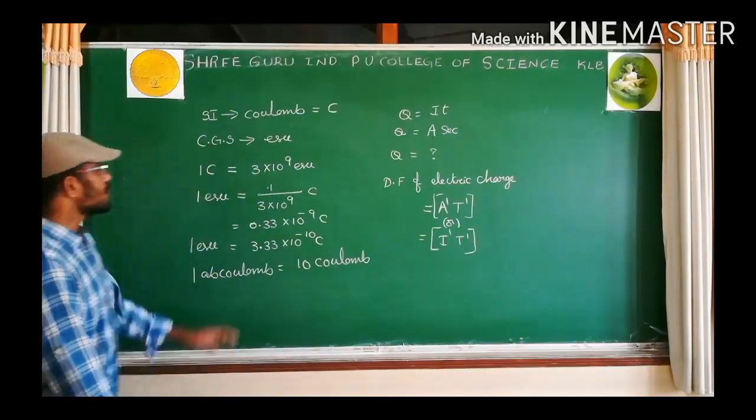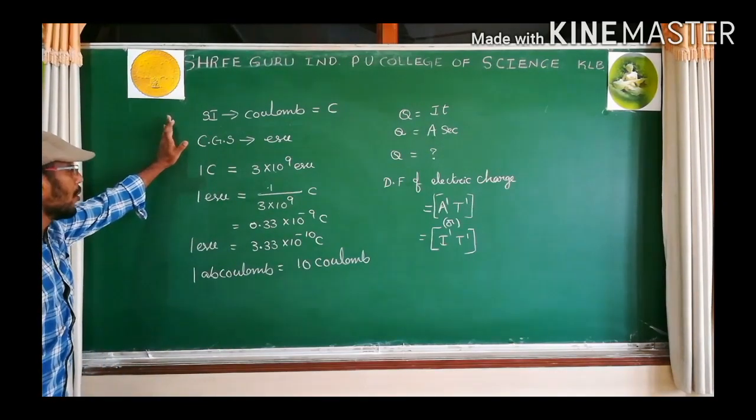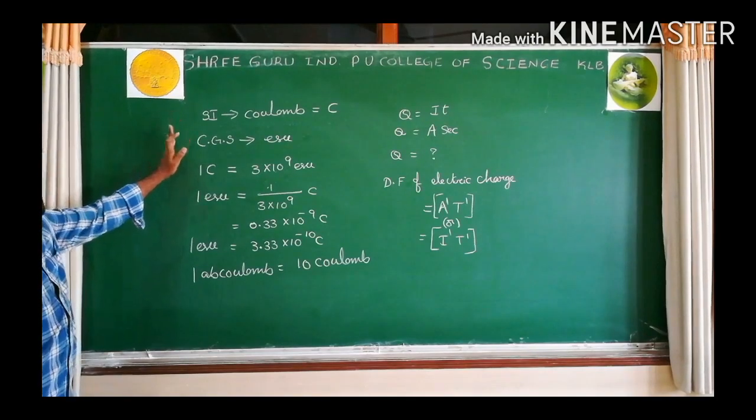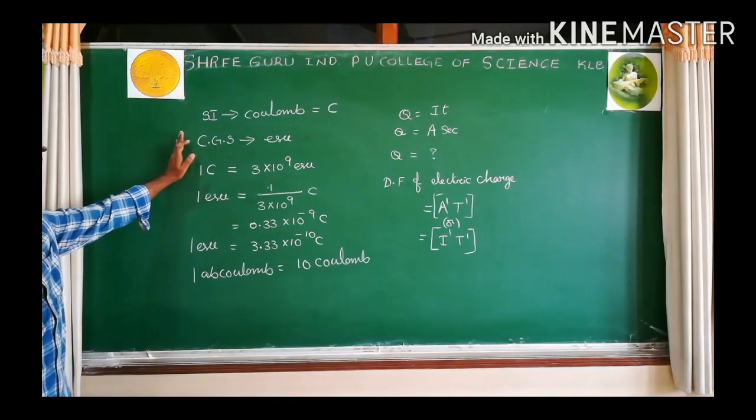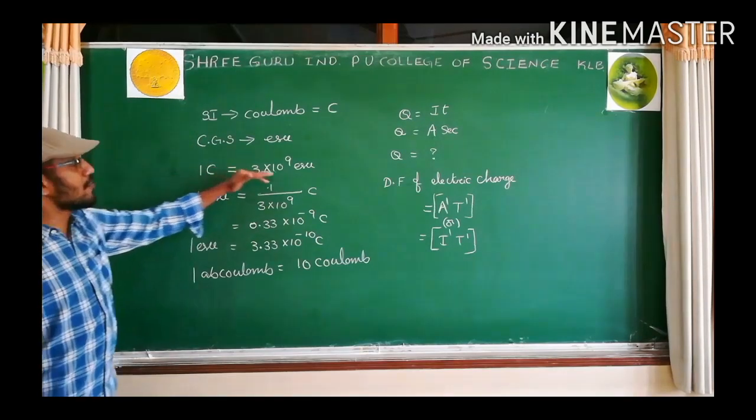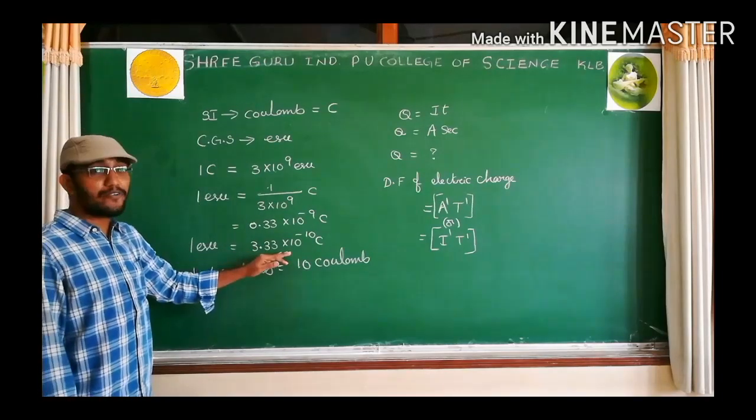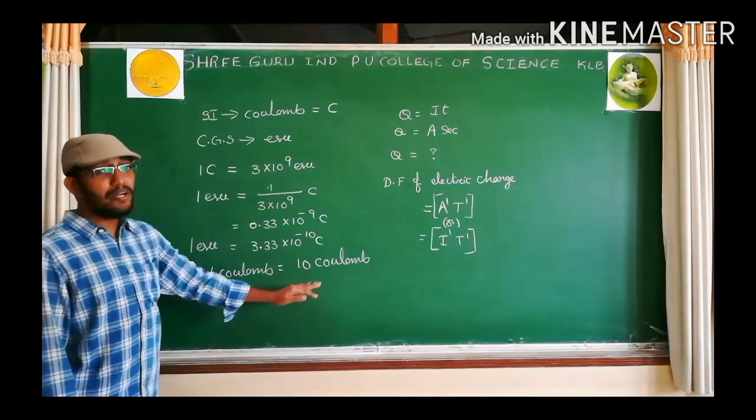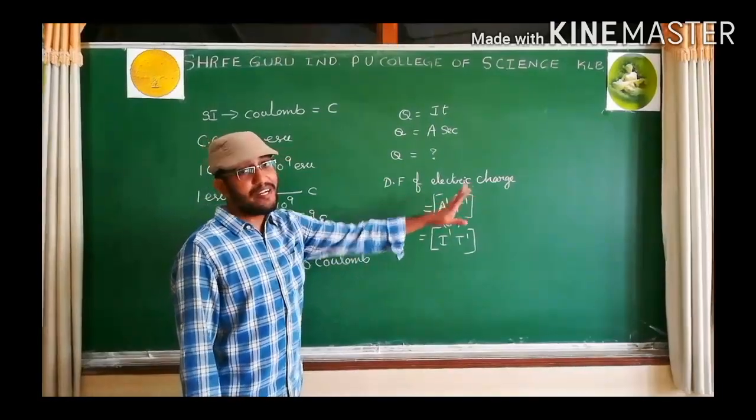So, these are the units of electric charge. What is the SI unit of electric charge? Coulomb. What is the CGS unit of electric charge? Electrostatic unit. And what is the relationship between the two? 1 Coulomb is equal to 3 into 10 power 9 ESU, or 1 ESU is equal to 3.33 into 10 power minus 10 Coulombs. So 1 absolute Coulomb is equal to 10 Coulombs. And the dimensional formula of electric charge is A1 T1 or I1 T1.